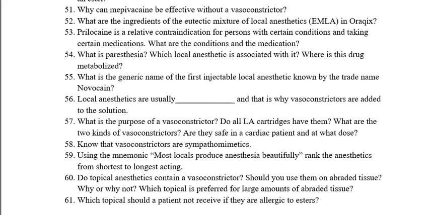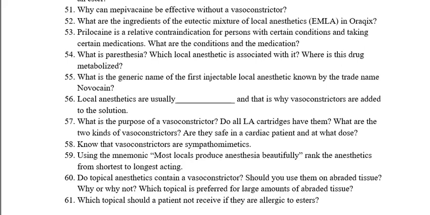So using the mnemonic, most locals produce anesthesia beautifully. Rank the anesthetics from shortest to longest acting. So that would be what? Mepivacaine, lidocaine, prilocaine, articaine, bupivacaine.